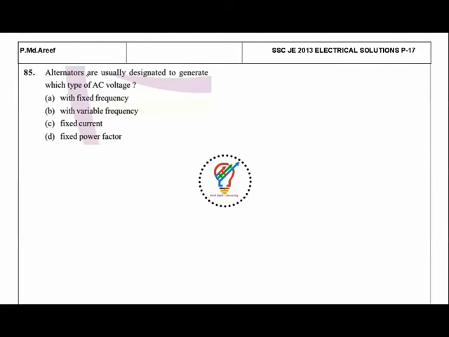Next question. The alternators are usually designed to generate. Normally the alternator EMF is proportional to speed, the synchronous speed. That means Ns is equal to 120 F by P. The alternator works at synchronous speed. As synchronous speed is proportional to frequency, and synchronous speed means a constant speed, the frequency is also constant. Alternators are usually designed to generate a fixed frequency supply. So with a fixed frequency is the answer.